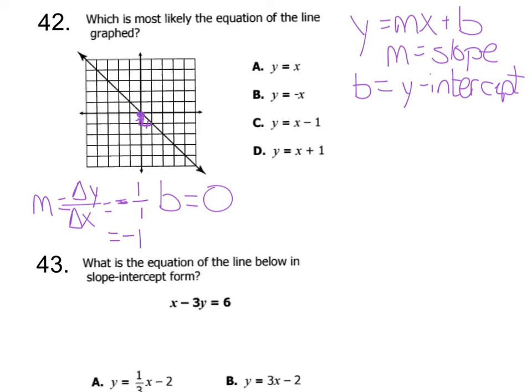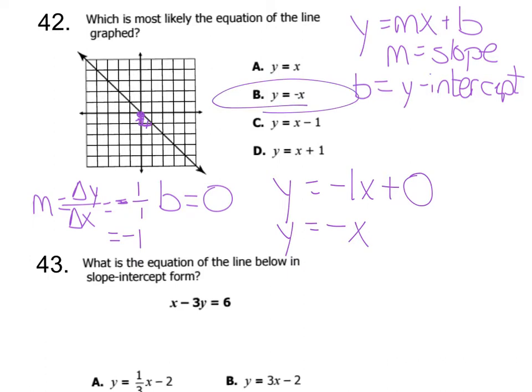So when I plug that into y equals mx plus b, I get y equals negative 1x plus 0. But we're not going to write that negative 1. We're just going to write negative x. We're not going to write the plus 0 because we don't have to. So we get b.